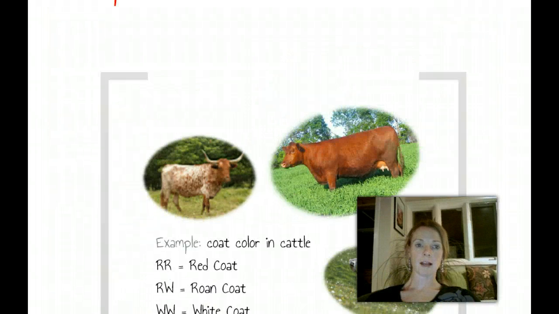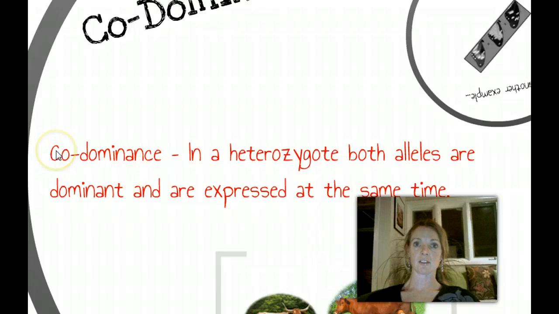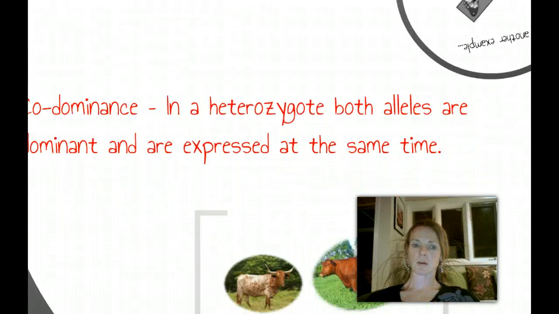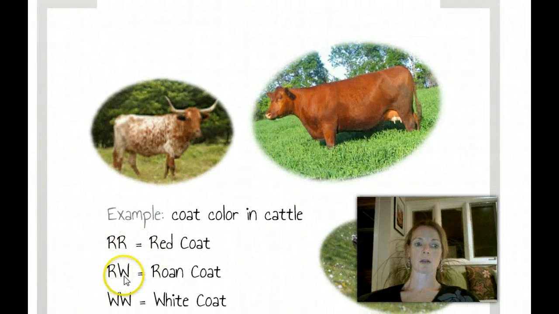I'm going to go back one more time to read this again so that you get that understanding. Codominance: in our heterozygote, both alleles are dominant and expressed at the same time. So typically we don't have something like big R, big W, but in this case we do, and it changes the coat completely to a roan color. I'm sorry, red coat, and then this is roan. I'm pointing at the wrong things. So that would be an example of that.